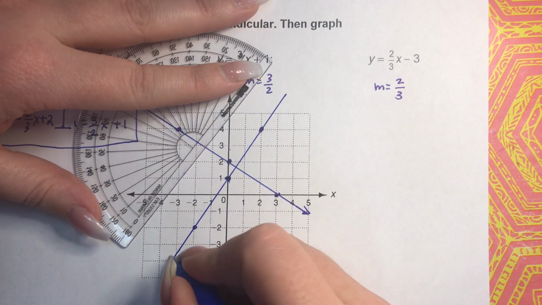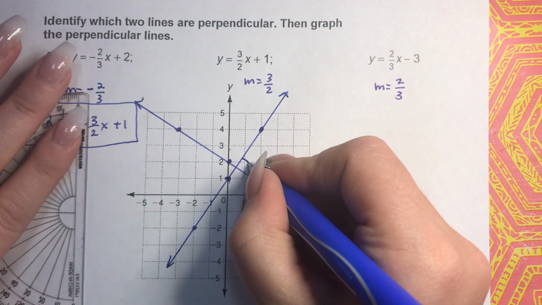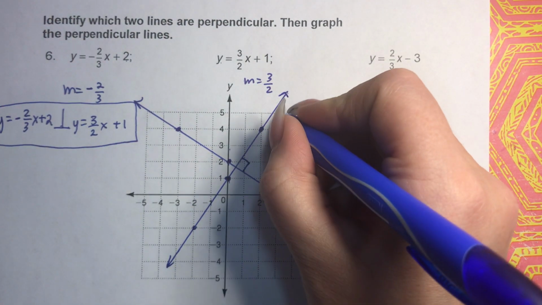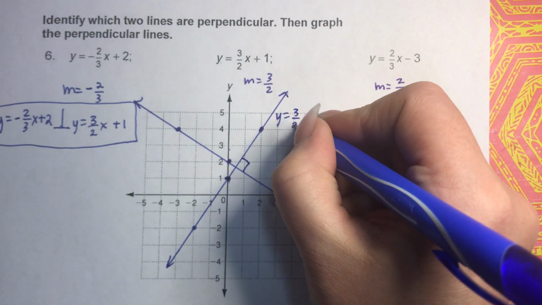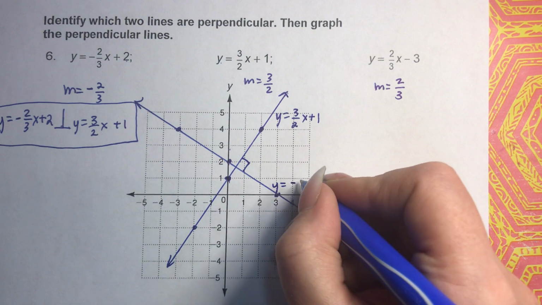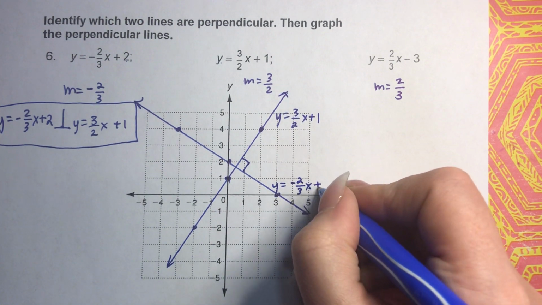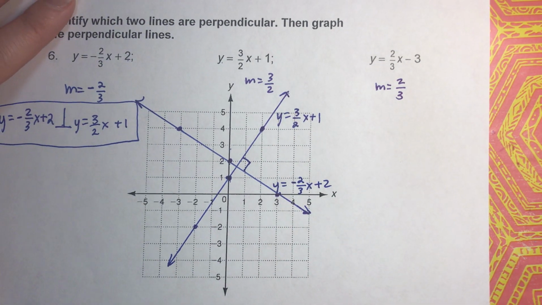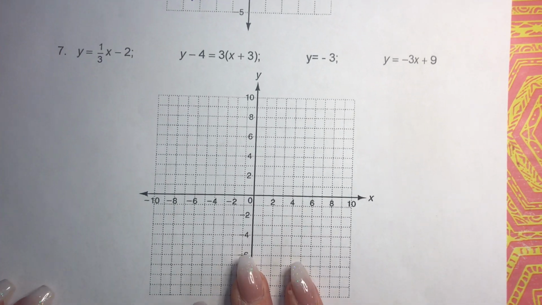And there we have it. We'll go ahead and put that little box, which means they're perpendicular. I'll go ahead and label these lines. And what's this one? Y equals negative 2 over 3x plus 2. Perfect. Let's go ahead and look at the next one down here.